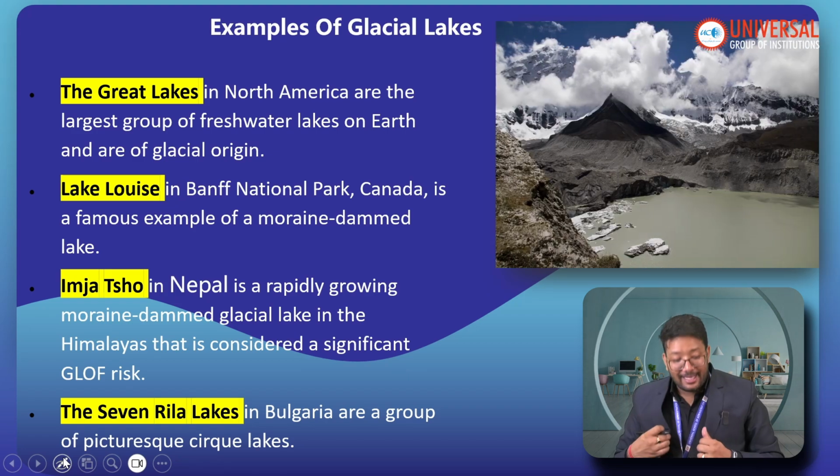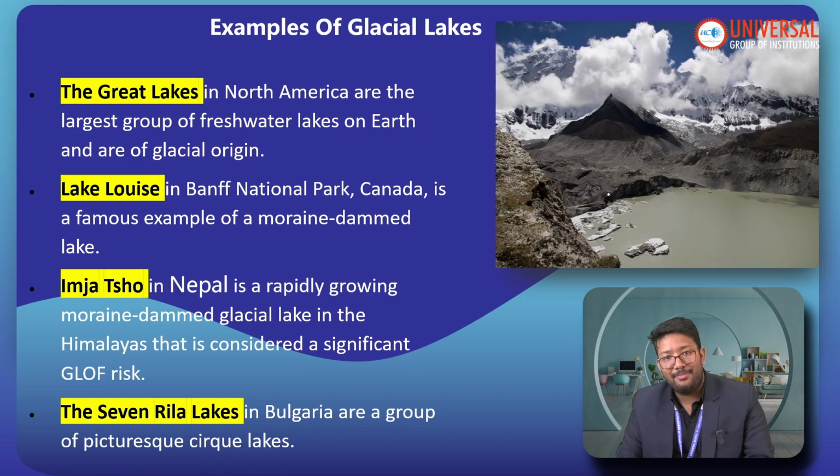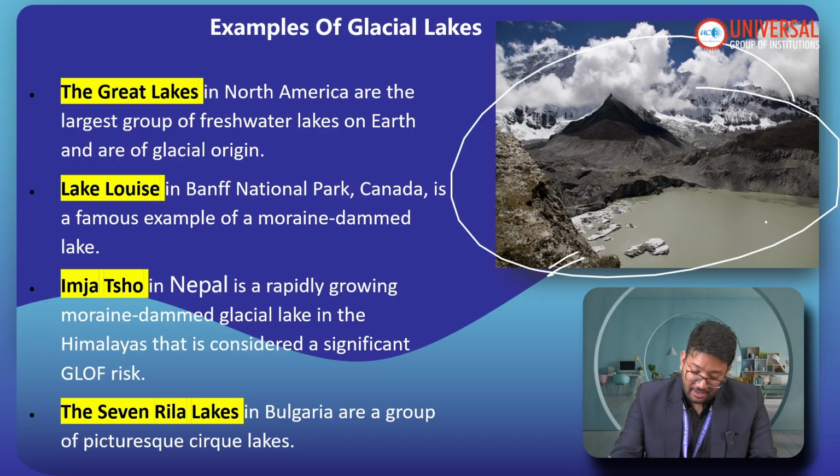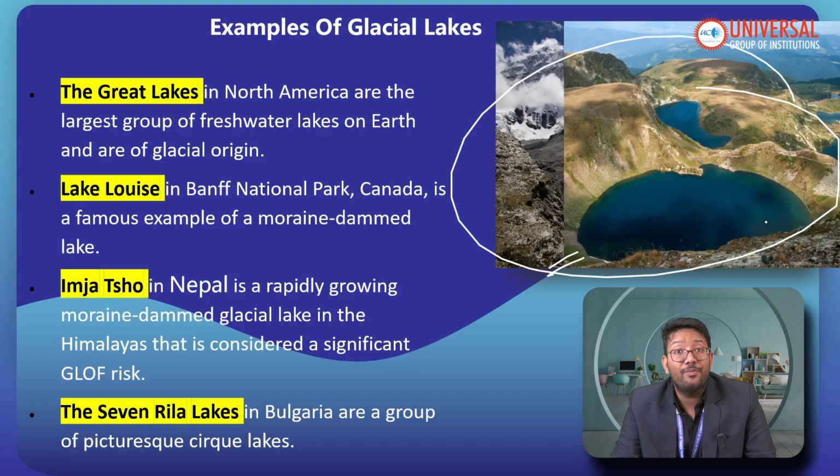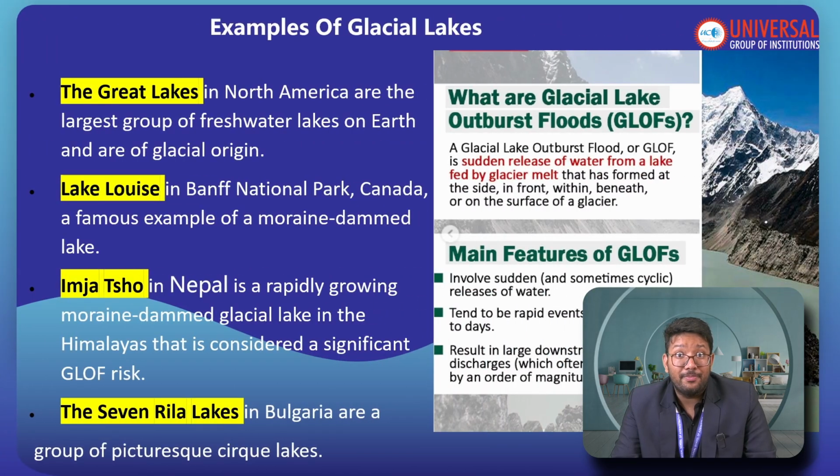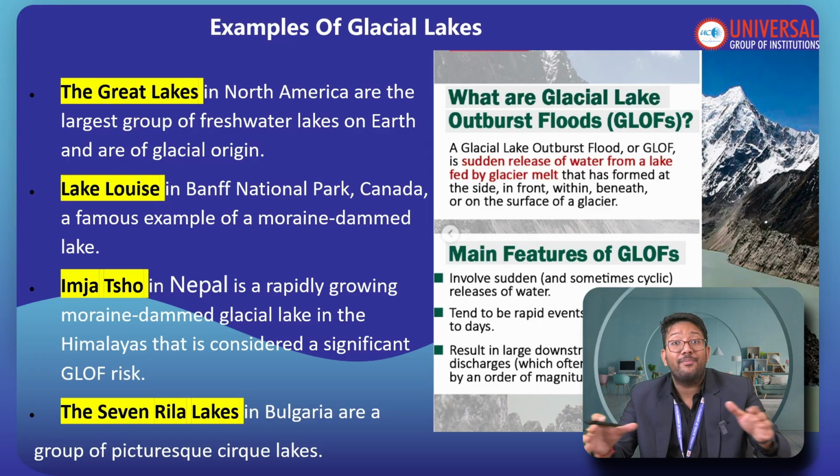Then comes dams. Okay, and this is Imja Tsho. It's very infamous for the glacial lake outburst flood. You have to remember that. Okay, and what is GLOF? We have to say that glacial lake outburst flood is the sudden release of water from a lake fed by glacial melt. When a glacier suddenly melts, what will happen?